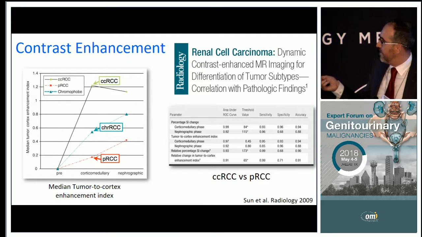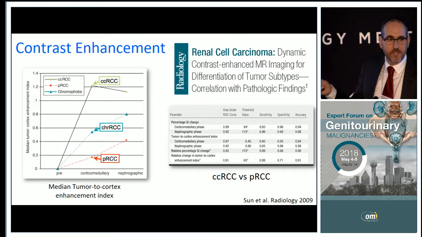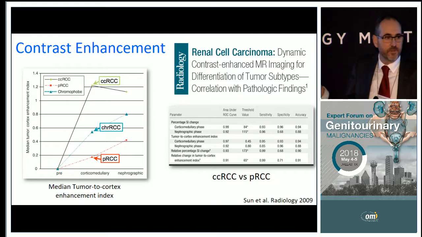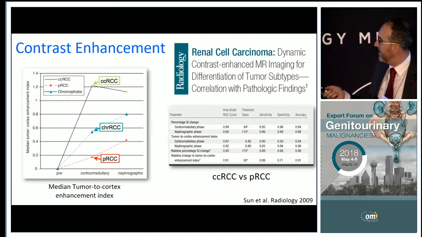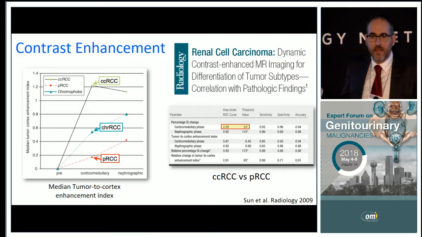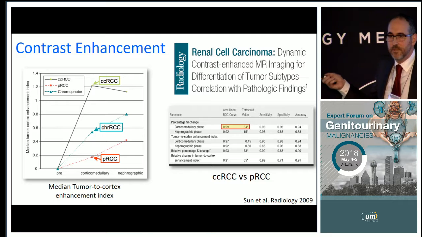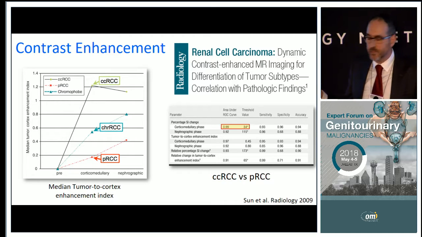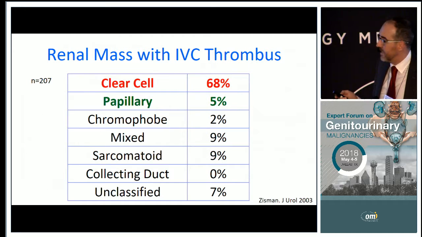We have shown in this paper before that clear cell carcinomas enhance more avidly than papillary tumors and chromophobes. That makes sense because of all the things that you heard before about the HIF pathway. These are very angiogenic tumors, and in fact, we can distinguish almost perfectly with a single measurement between clear cell and papillary tumors. So how can we use this clinically?